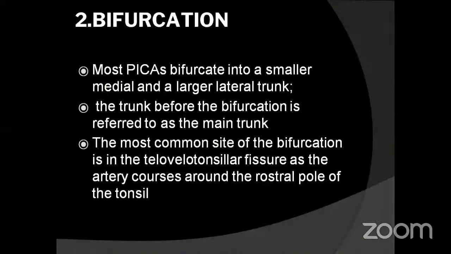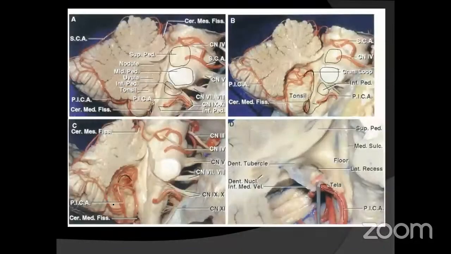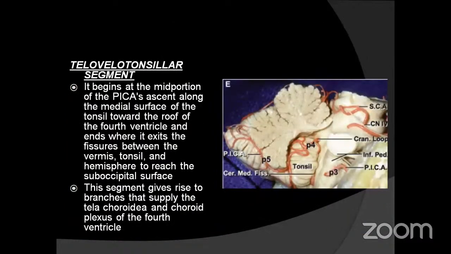So how does it bifurcate? Most PICAs bifurcate into a smaller medial and a larger lateral trunk. The trunk before the bifurcation is referred to as the main trunk. The most common site of bifurcation is the telovelotonsillar fissure, as the artery courses around the rostral pole of the tonsil. As we have seen multiple times, this telovelotonsillar segment, the P4 segment, here behind the tonsil, is the common site of bifurcation of the PICA into two.